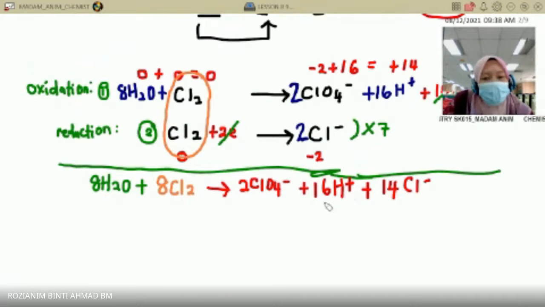Okey, seterusnya ada lagi benda yang kita kena tengok. Kita kena tengok apa lagi? Tengok coefficient number. Nampak coefficient number ni? This coefficient number, you must be checked. Either can we change into the smallest ratio of value. Boleh divide to any number?